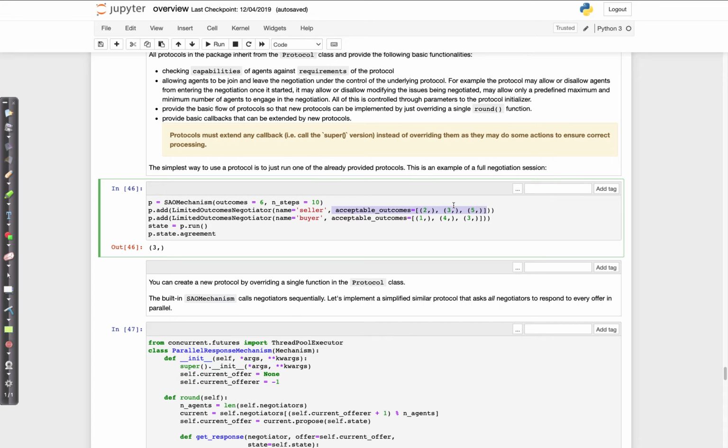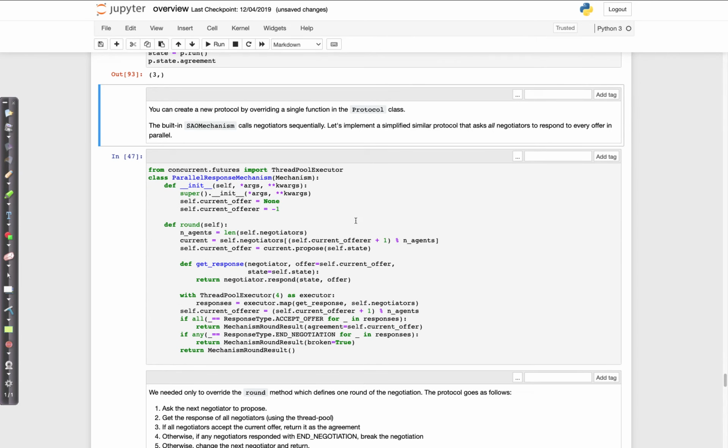Okay? That's equivalent to saying that its utility function assigns a value of 1 to these outcomes and 0 to everything else, and it assumes a reserved value of, say, 0.5. So it will never accept anything else, but will accept any of these with the same probability. We add 2 of them, and notice that they have a common outcome here, 3, right? So 3 is here and here. Both of them may offer it, both of them may accept it. Then we call run, which runs the mechanism, and we check the state. From the state, we just check the agreement. Let's run that. Yeah, they agreed on 3 as expected.